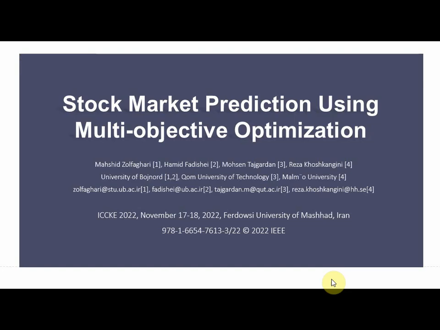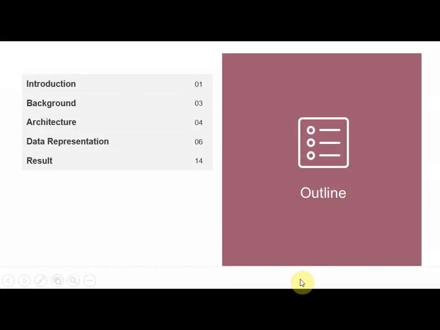Our paper's topic is stock market prediction using multi-objective optimization. I am Mahshid Zolfaghari, and the other authors are Dr. Hamid Fadishei, Dr. Reza Khoshkangini, and Engineer Mohsen Tajgardan. The table of contents includes introduction, background, architecture, data representation, and result.